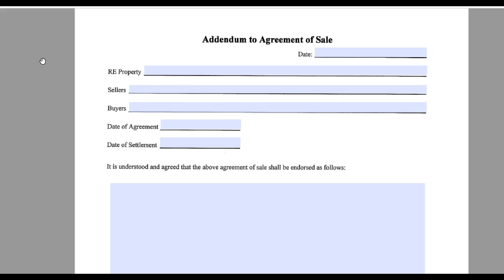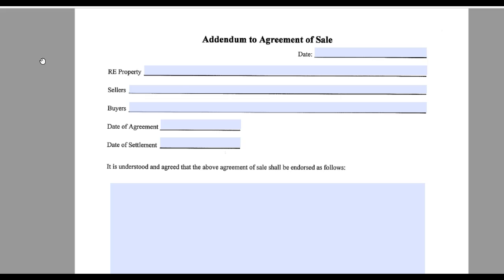So do you have a contract yet? No, not until the buyers and the sellers initial wherever that sentence was put, that the sellers will not fix the roof, using that example. So the addendum will modify any of the conditions in an agreement of sale.